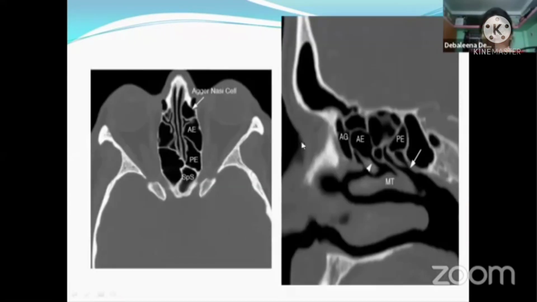So what happens if there is a large Agger nasi cell? For example, this is the Agger nasi cell and this is the frontal recess area. If we have a large Agger nasi cell, it will narrow this frontal recess area.